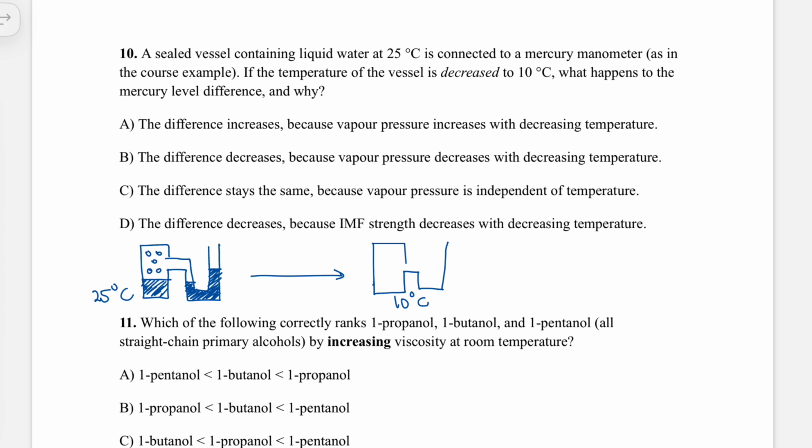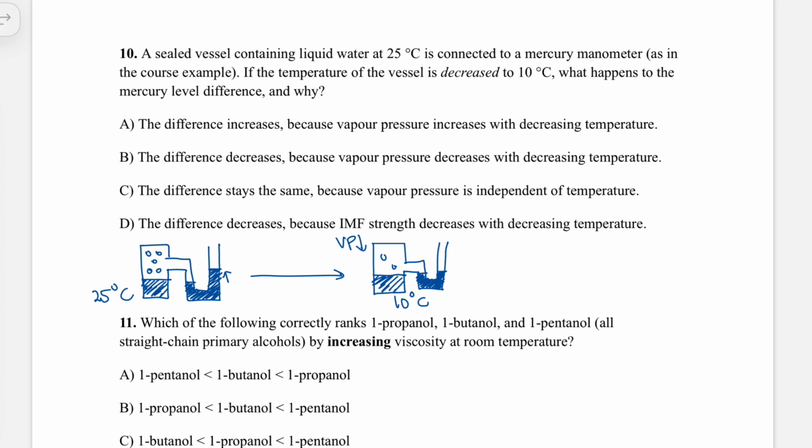So if the temperature is decreased, there's going to be more liquid and less gas. And then because the vapor pressure decreased, because the temperature decreased, that means there's less pressure pushing this mercury upwards, and then the mercury level is actually going to go down. And it will become more level because there's less pressure from the water side that's pushing it upwards.